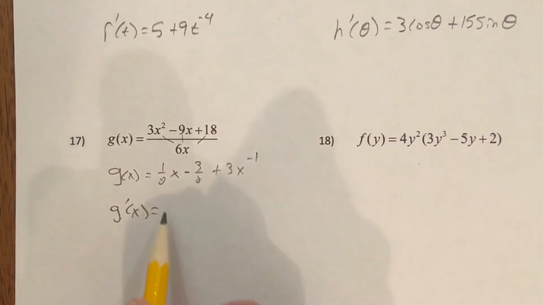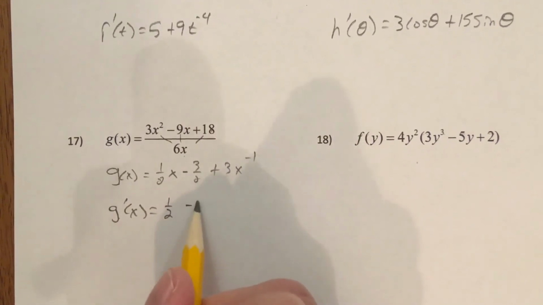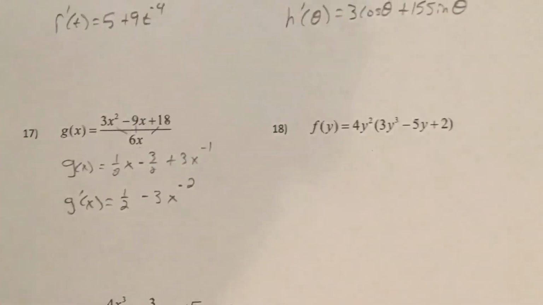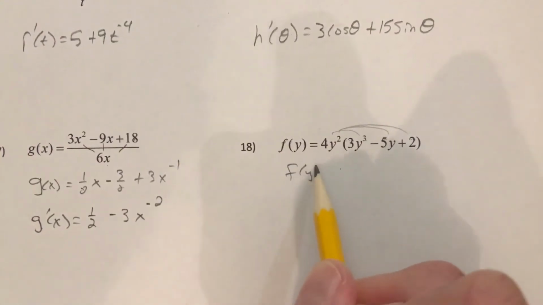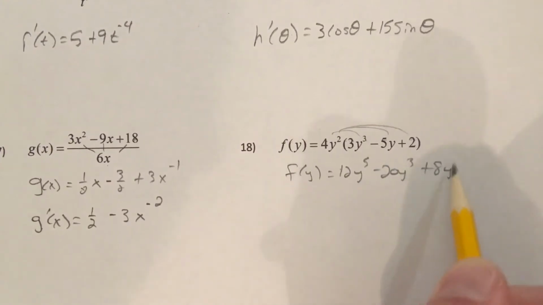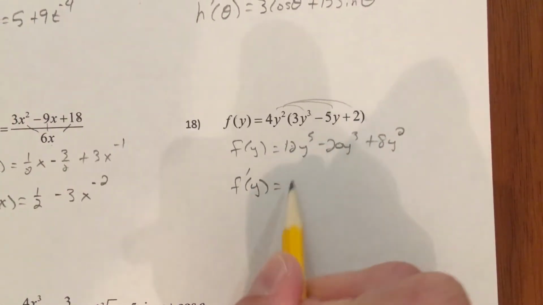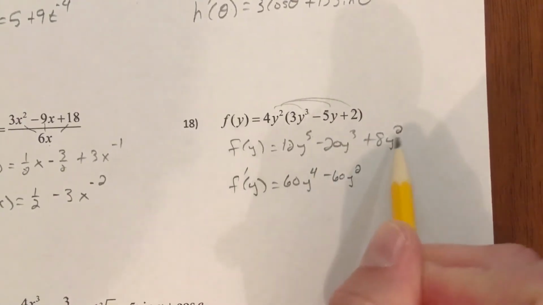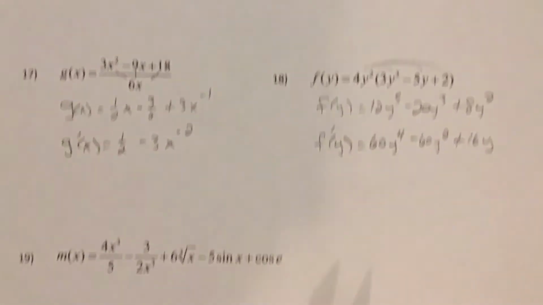So the derivative of 1/2 x is just 1/2. The derivative of negative 3/2 is 0. Bring the negative down, this would be negative 3x to the negative 2. Okay. For 18, again, we'll need a little rewrite here, so we're going to distribute. So f of y is 12y to the 5th minus 20y cubed plus 8y squared. Okay, so now f prime of y will be 5 times 12, 60y to the 4th minus 60y squared plus 16y. And so I've got to distribute that first and then go.